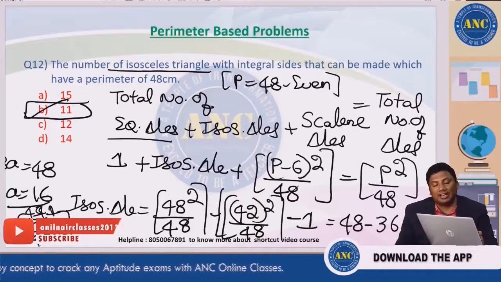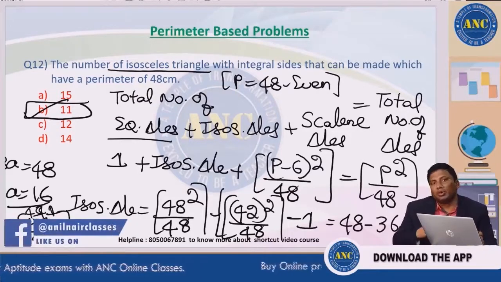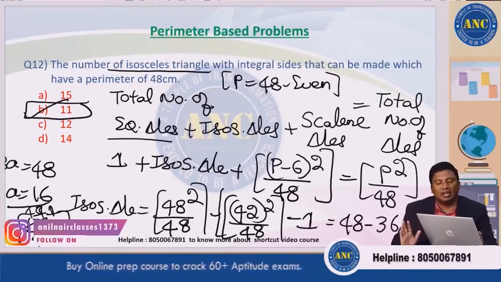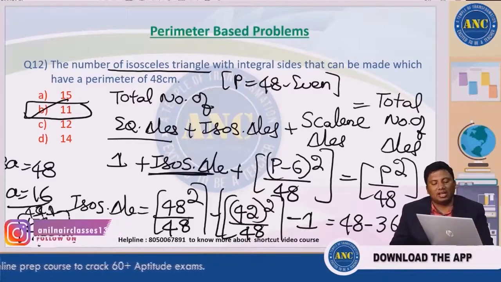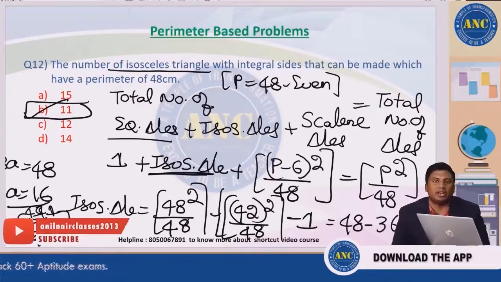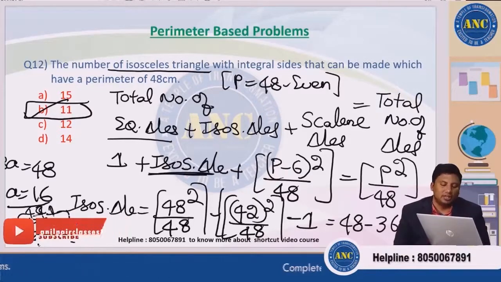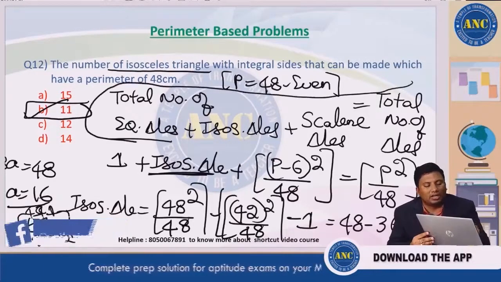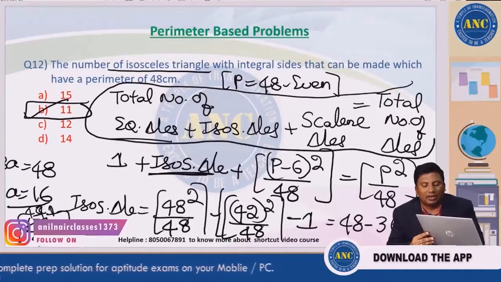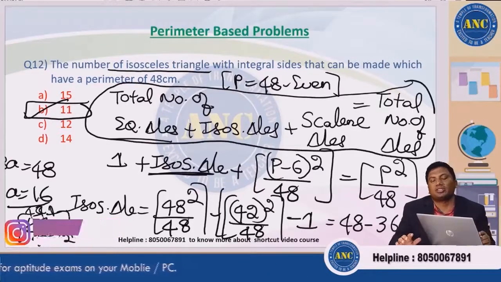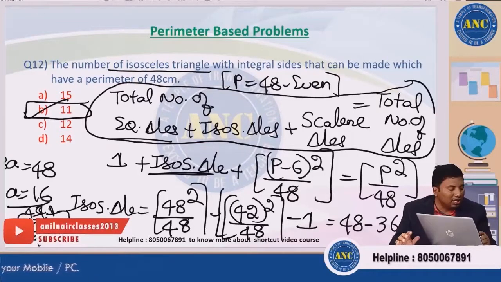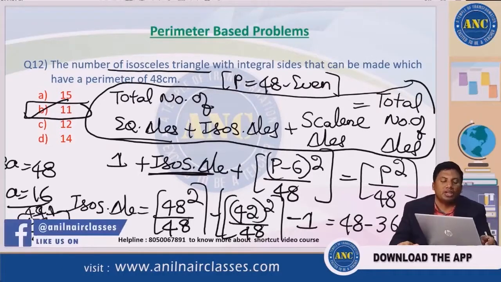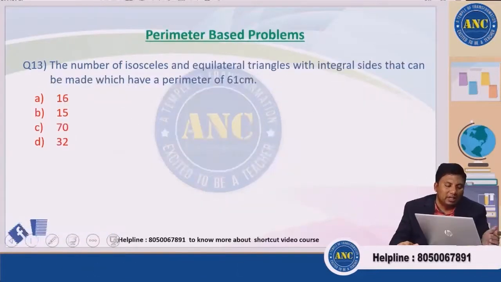Total number of triangles is given by total number of equilateral plus isosceles plus scalene triangles. So total number of isosceles triangles is given by total triangles minus 1 plus scalene triangles. It's a simple substitution. Please make a note of this important concept. Equilateral plus isosceles plus scalene is nothing but total triangles, right? I hope it is clear.